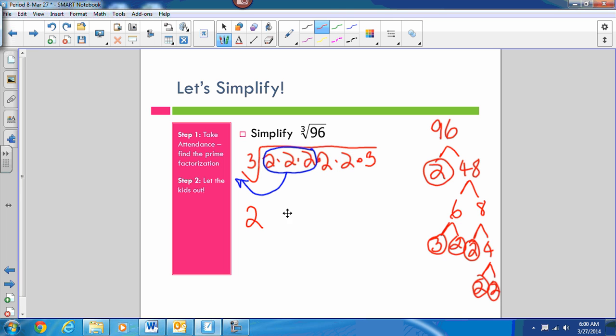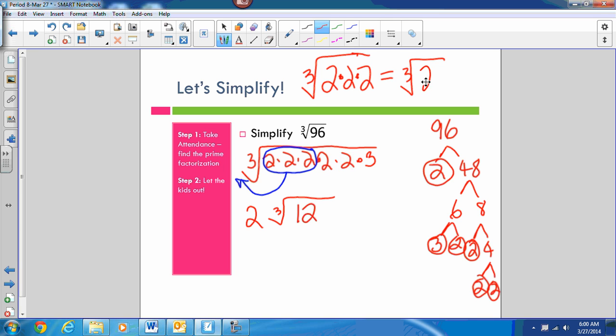So these go out, and the same thing happens like we had before. We have a 2 outside, cubed root of 2 times 2 times 3, which is 12. Now why is it when you kick them out you only see 1? Well, let's think about it this way. I'm looking at the cubed root of 2 times 2 times 2, which is the same thing as the cubed root of 2 to the third. Well, if a square root and a squared cancel out, then what do you think happens with a cubed root and a cubed? That's right, they cancel out. So it's just equal to 2. So our final answer for this one would be 2 cubed root of 12.